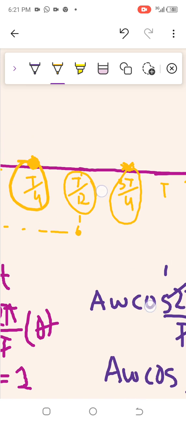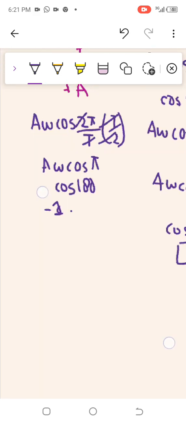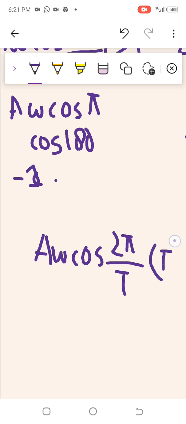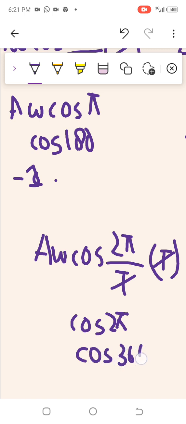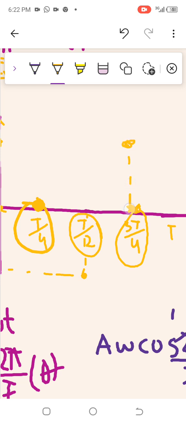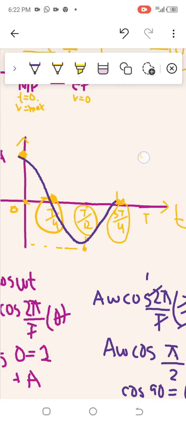After that, last we have T, where it will stop at the mean position. So let's find the value at T. A omega cos 2 pi by T into T, T cancels. Cos 2 pi, that is cos 360, is equal to cos 0, which is equal to 1. So it will be positive here. If I join the graph, it will be like this. Oh sorry, this point is not of T by 2, it is of T. The graph would be like this.